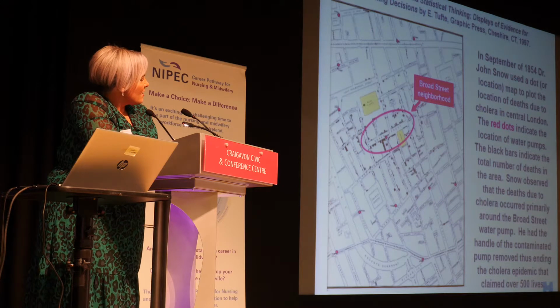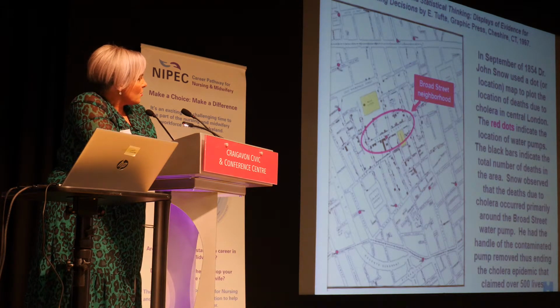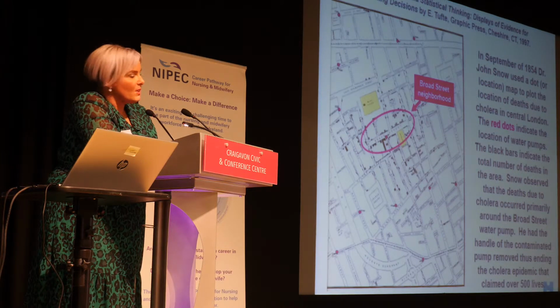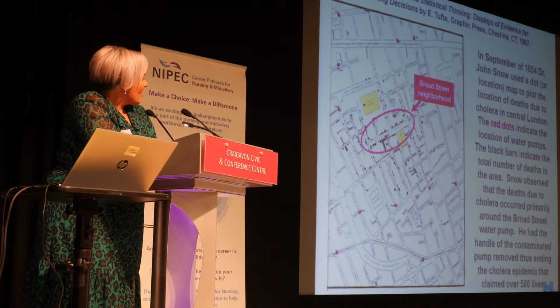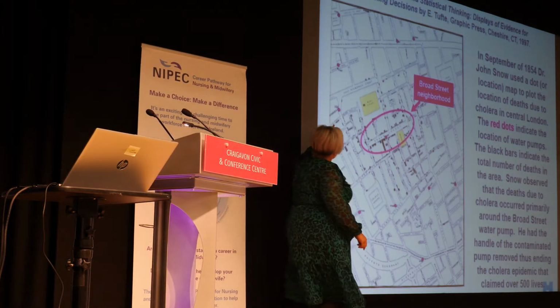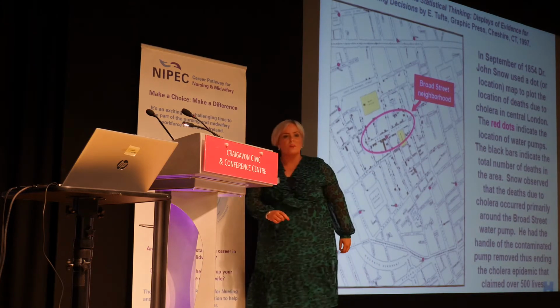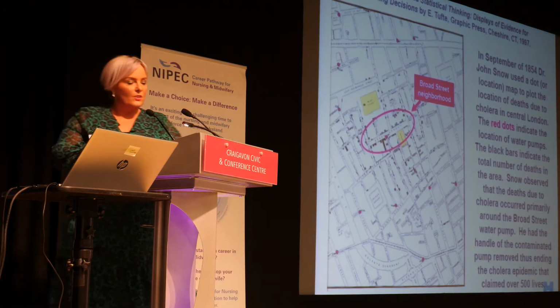This is another one that really stuck with me as well, and this again was from 1854 when Dr. John Snow used a dot location map to plot the location of deaths due to cholera. Now, I'm not sure if you can see that on the screen, but the circle is round this pump, so the red dots indicate the location of the water pumps. And the black bars show the number of deaths from cholera.